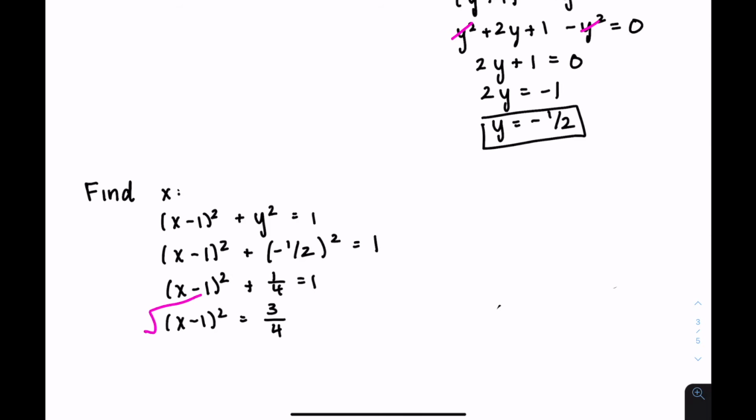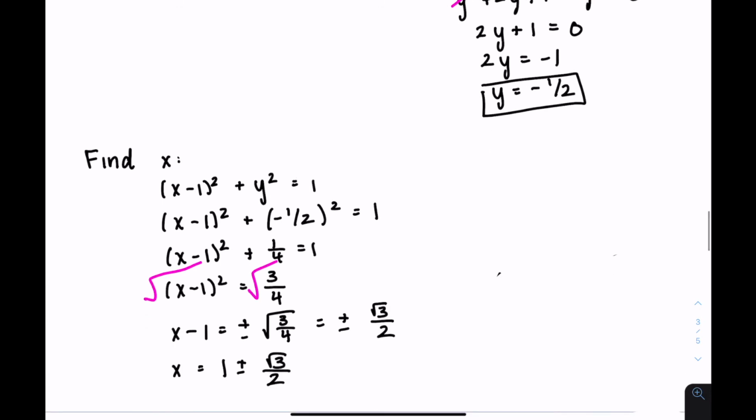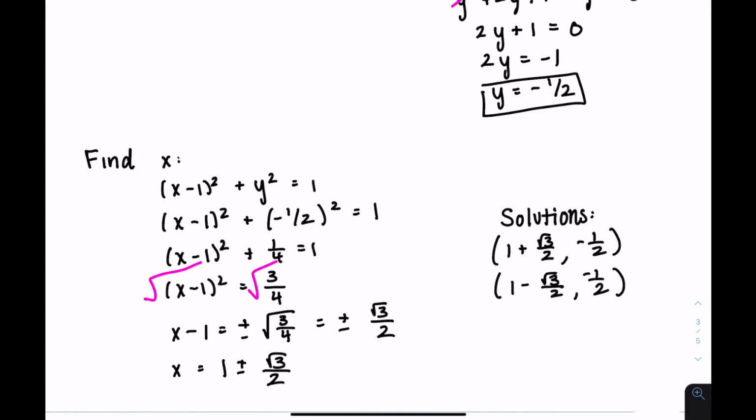Now when you go ahead and take that square root, be careful because you need a plus or minus with it. And that does simplify. You can take the square root of the numerator and denominator separately. So x minus 1 needs to equal plus or minus root 3 over 2. So I really get two different solutions for x. So this one y value corresponds to two x values. So I've got two solutions, my first one with the positive, and then my second one with the negative. But my y coordinate in both cases is still going to be negative 1/2.